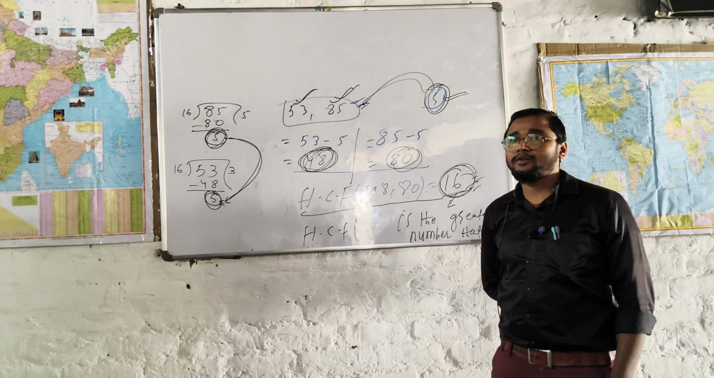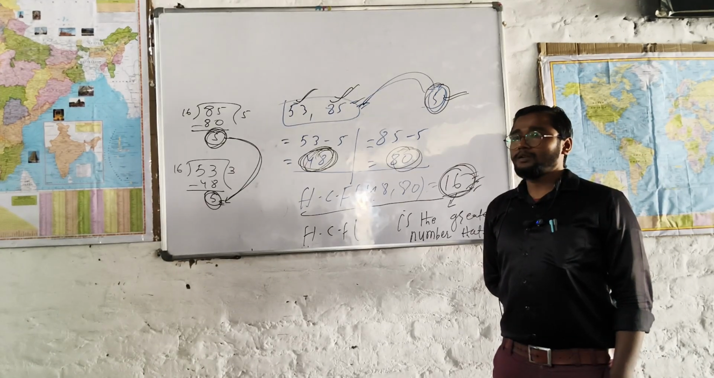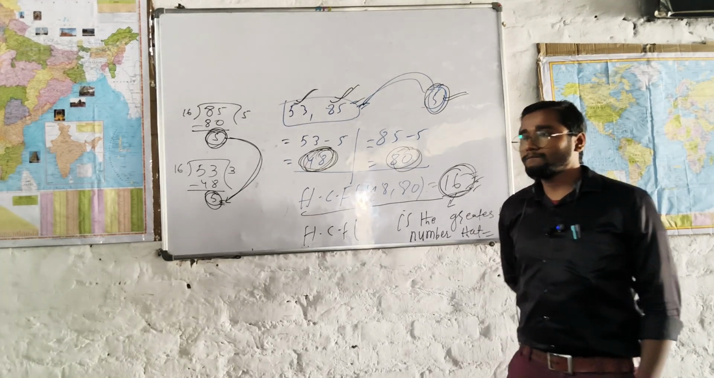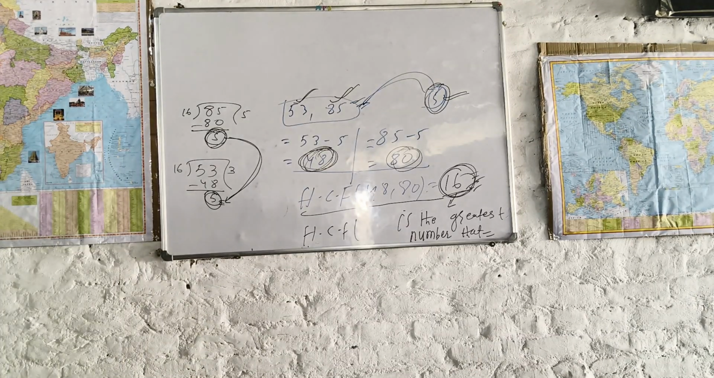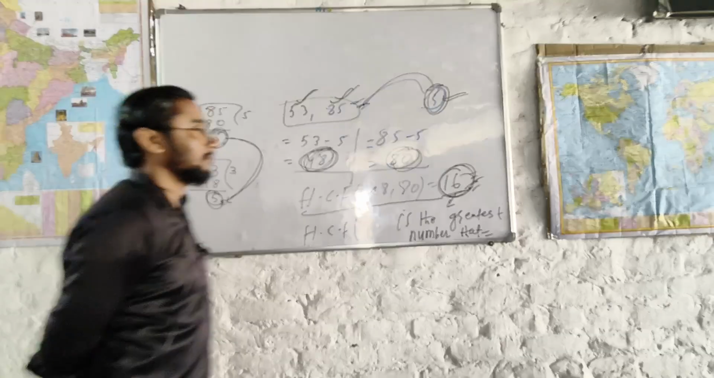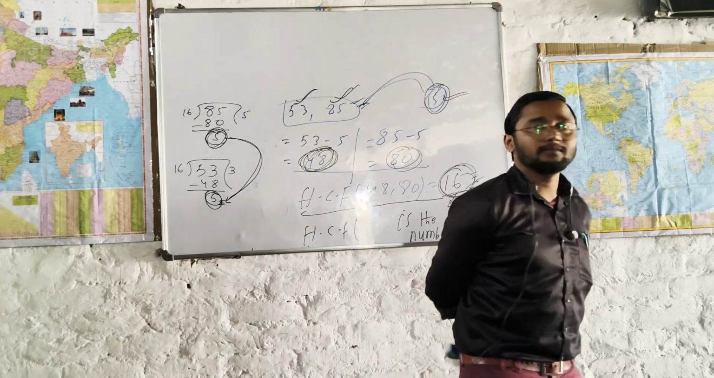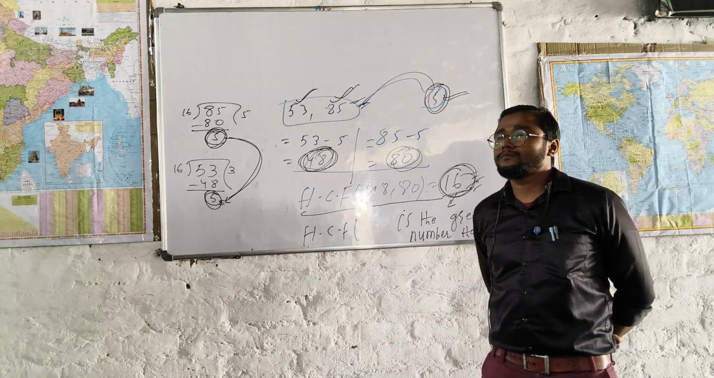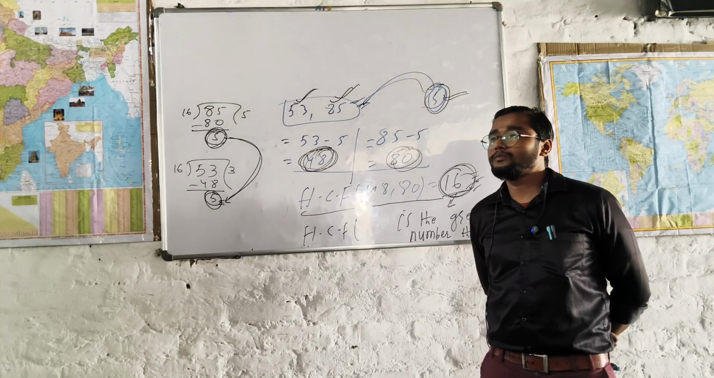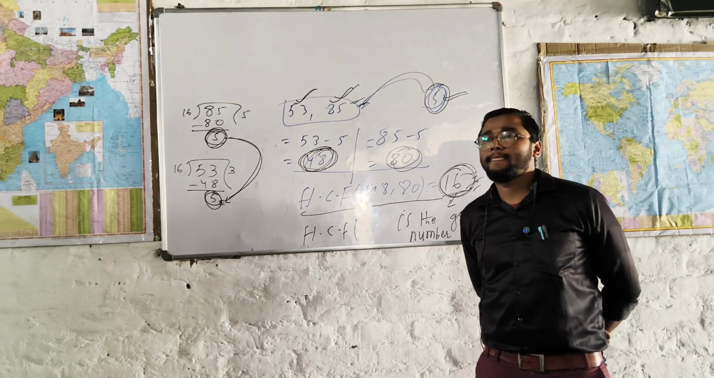And below this line, write down remainder equal to. Write down below this line. Don't put your hand there on your cheek. Remainder equal to. What is the remainder here in this triangle? 5. Yeah, write down remainder equal to 5. That's great.